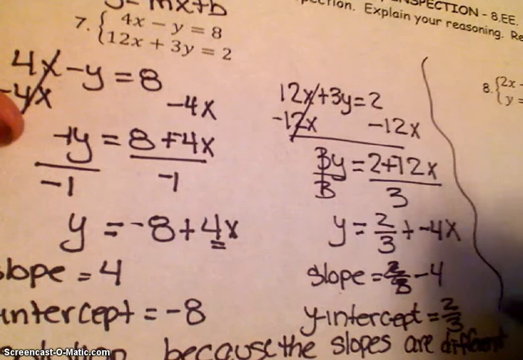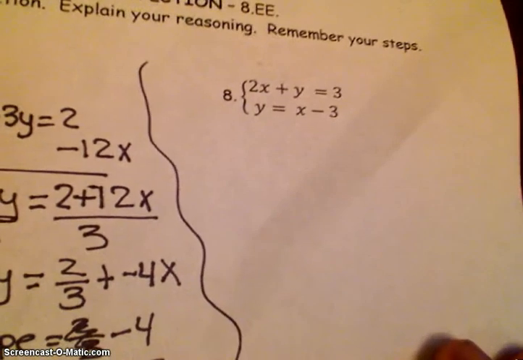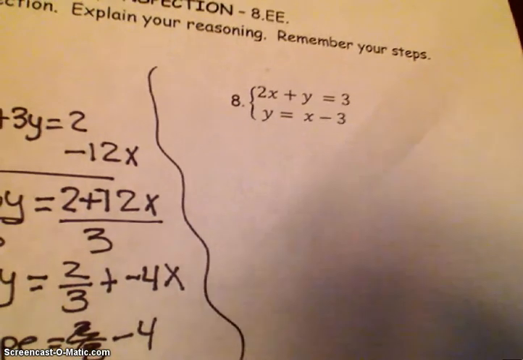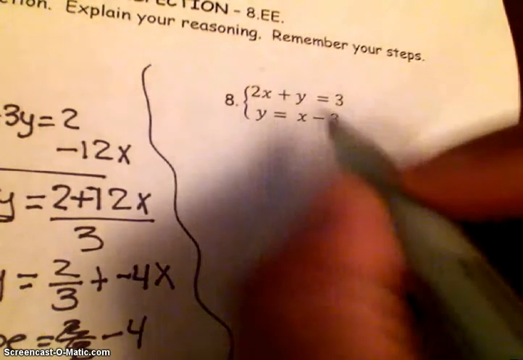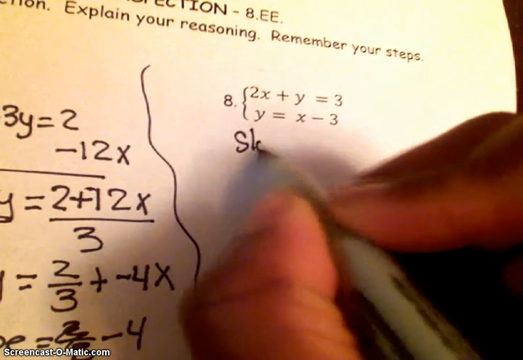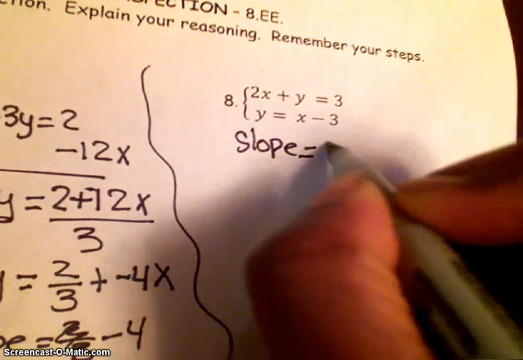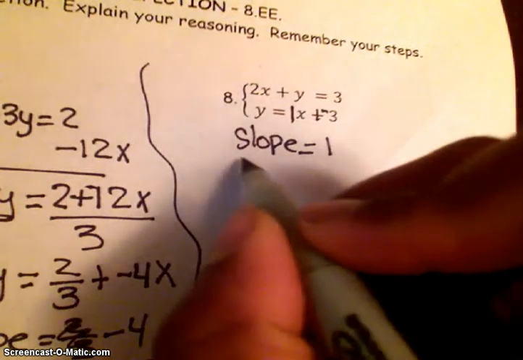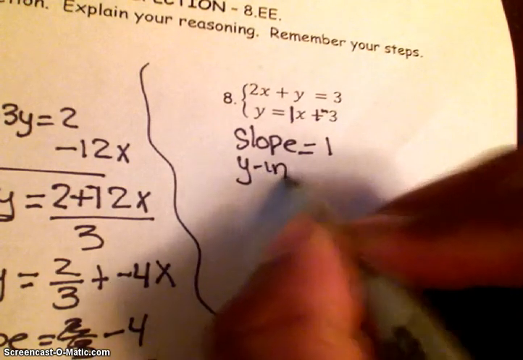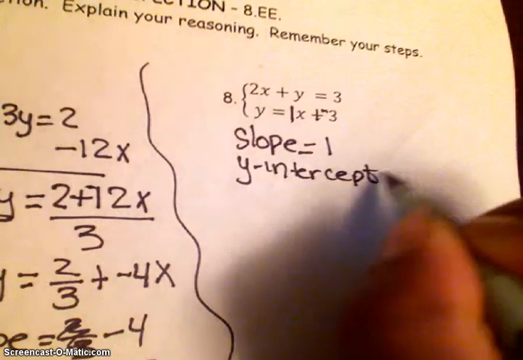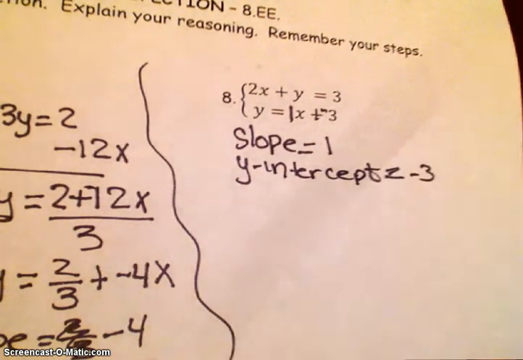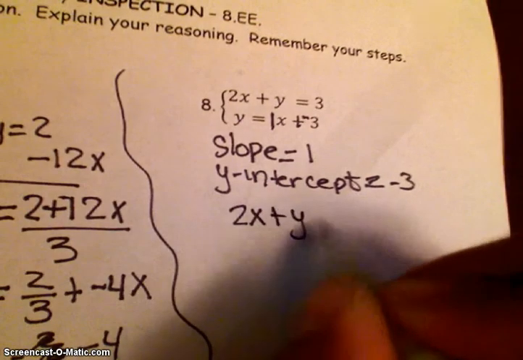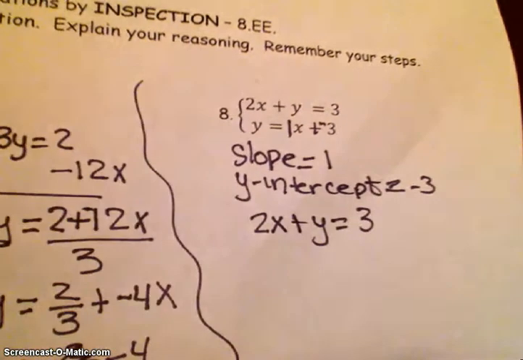Okay? Let's look at the second one. We have the bottom one, it's already in the form y equals mx plus b. So I'm just going to identify the slope is equal to 1 since I have a coefficient of 1 in front of that x. If I change this to add the opposite, I know that my y-intercept is equal to -3. So all I have to do now is take the top equation, 2x plus y equals 3, get y by itself.